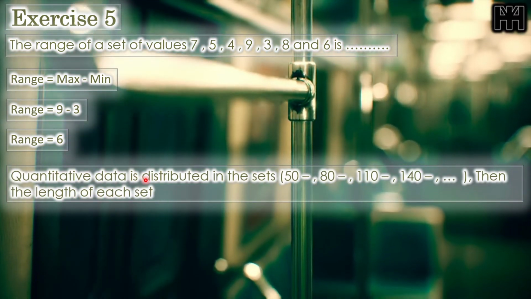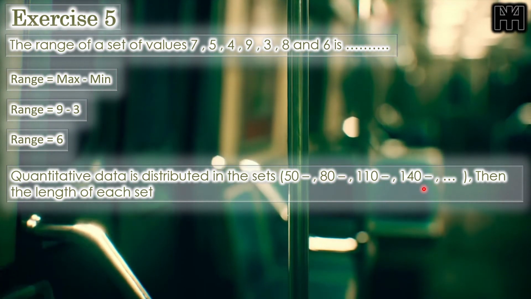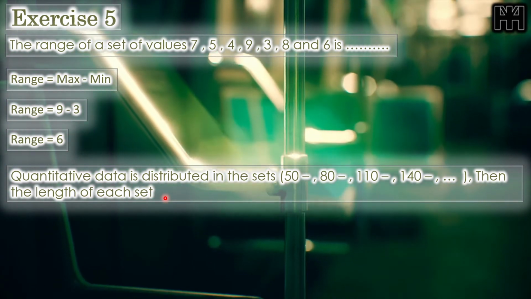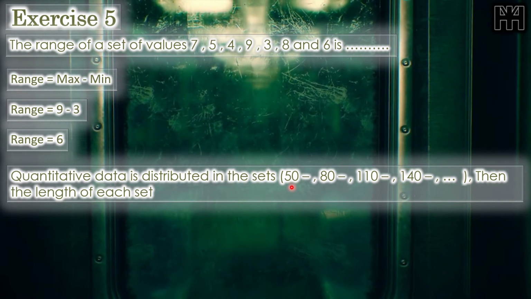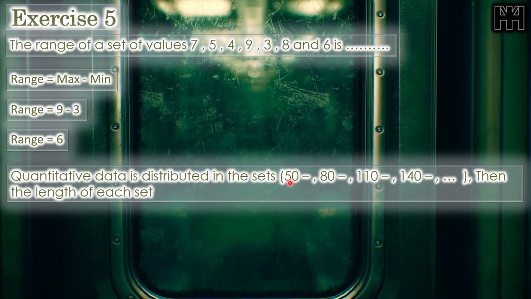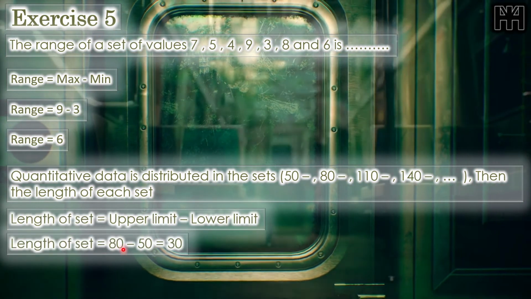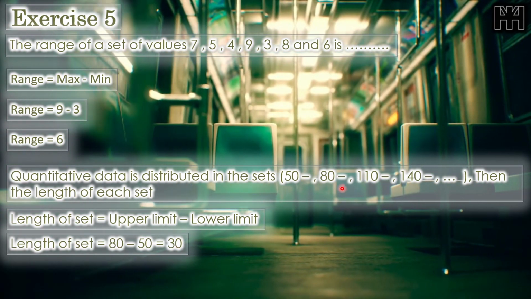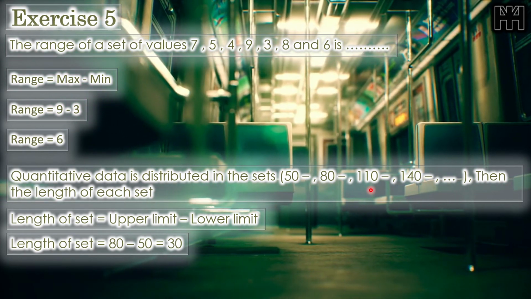Quantitative data is distributed in the sets 50-, 80-, 110-, 140-. Then the length of each set. In order to know the length of a set, we take the higher limit minus the lower limit. For 50 here, the higher limit is 80 and the lower limit is 50 itself. Length of the set is the upper limit minus the lower limit, so 80 minus 50 equals 30. And you can check by checking the others. 110 minus 80 also equals 30. 140 minus 110 will also be equal to 30.